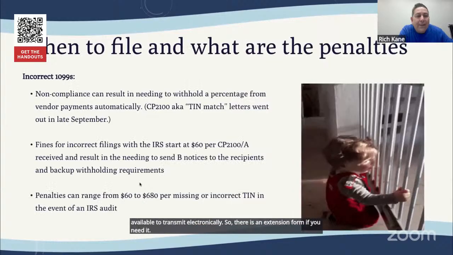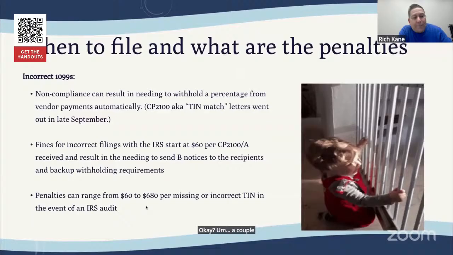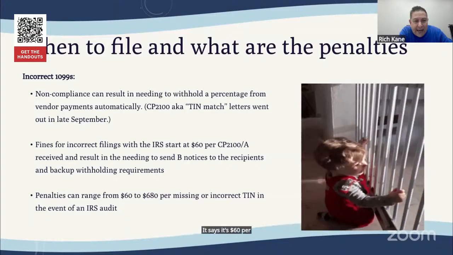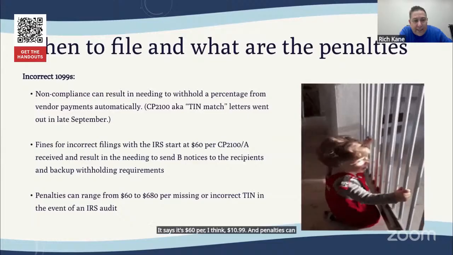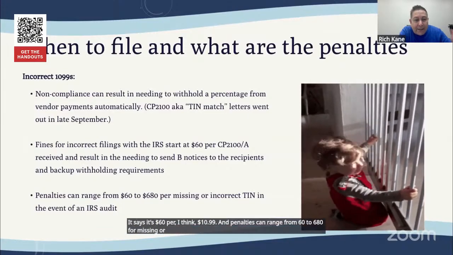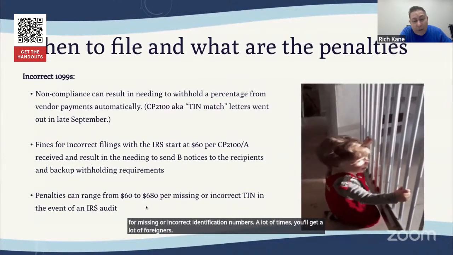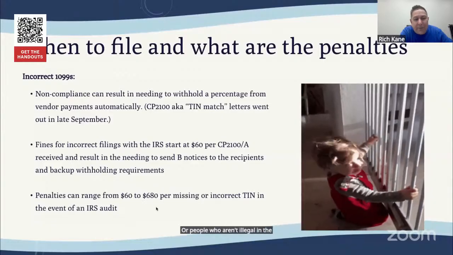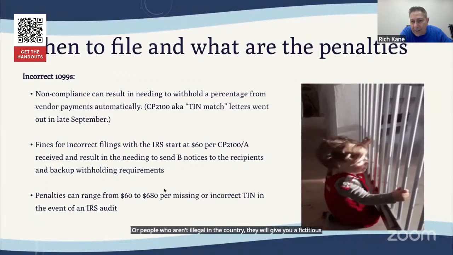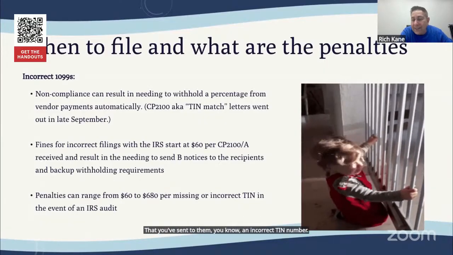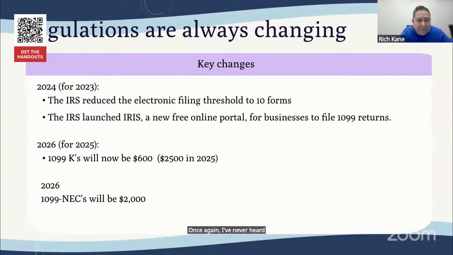Okay, a couple of penalties. It's $60 per 1099, I think, and penalties can range from $60 to $680 for missing or incorrect identification numbers. A lot of times you'll get foreigners or people who aren't legal in the country who will give you a fictitious number, and you will get a notice that you've sent an incorrect TIN. Once again, I've never heard of anybody getting penalties if we didn't find the right one. I usually go back and double check.